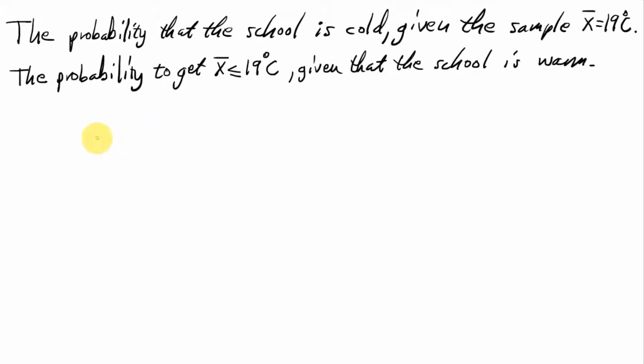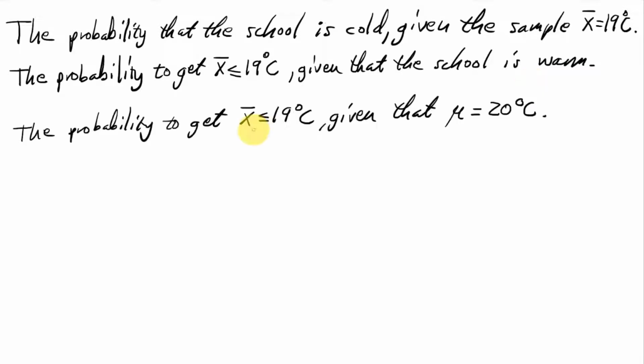Therefore, statisticians instead calculate this probability here, the probability to get a sample of less than or equal to 19 degrees, given that the school is warm. And the reason for using less than or equal here is that the probability of being equal to exactly 19 degrees will be 0. If this probability is small, then it's very unlikely that the school is warm, which means that it is probable that the school is cold. However, the problem is that this probability also involves background information, which makes it difficult to calculate.